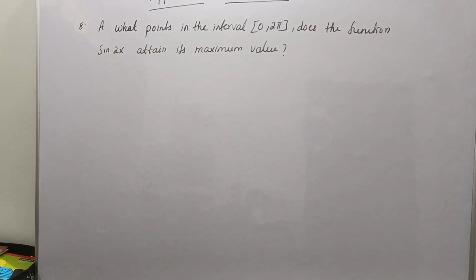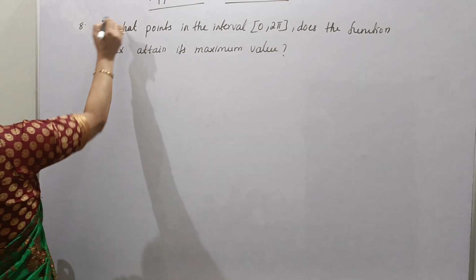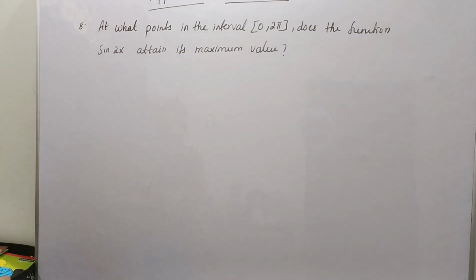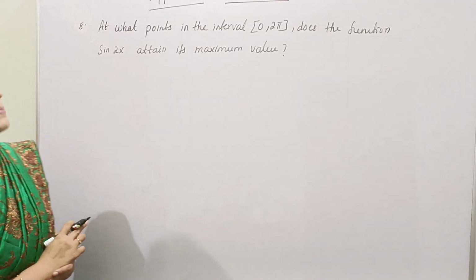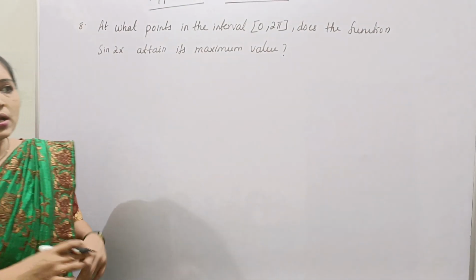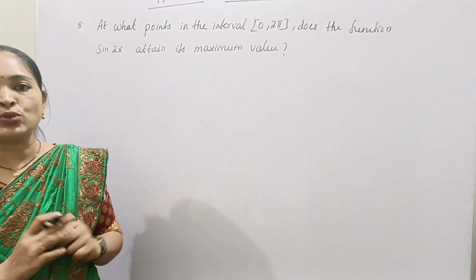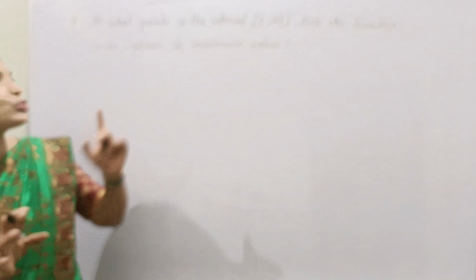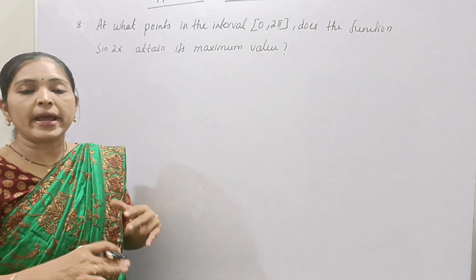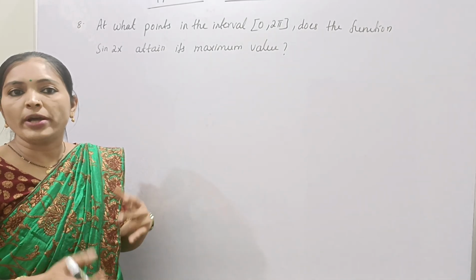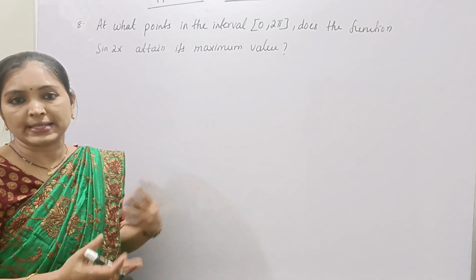Next question: at what points in the closed interval 0 to 2 pi does the function sin 2x attain its maximum value? See, here the given function is sin 2x and here x belongs to the closed interval 0 to 2 pi. We have to find at what point the given function is maximum.